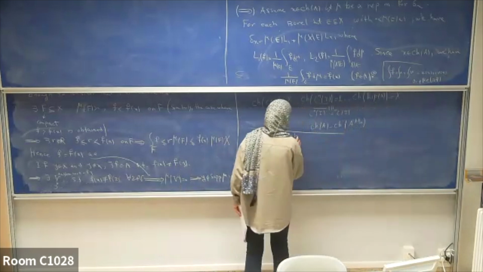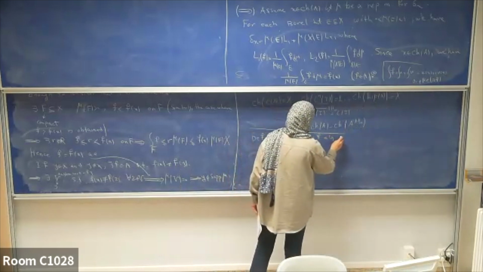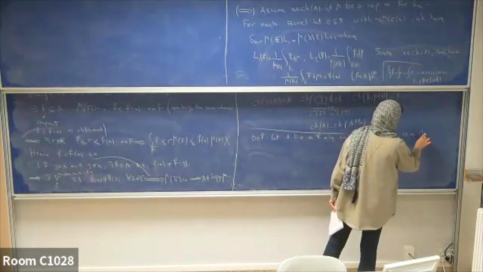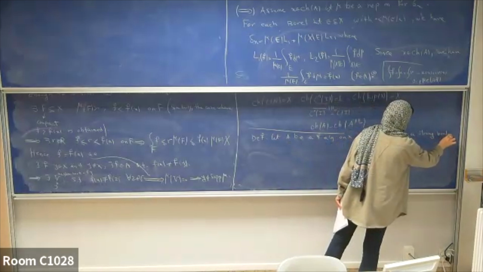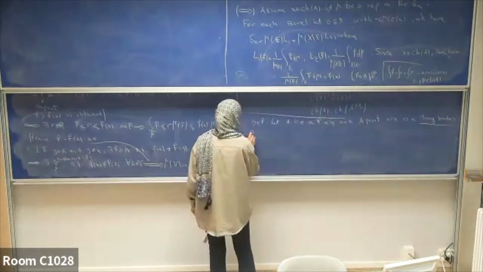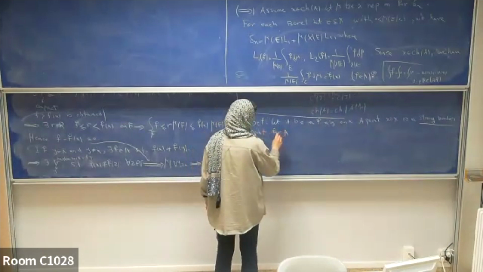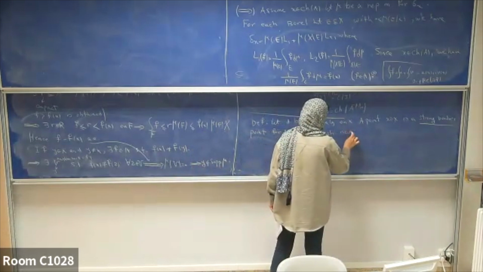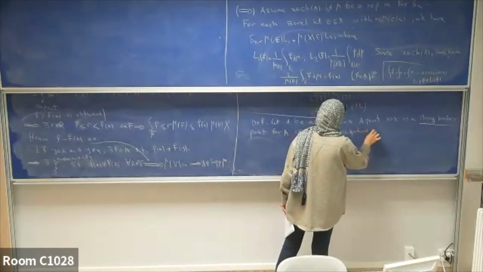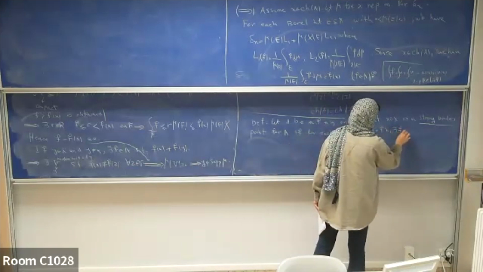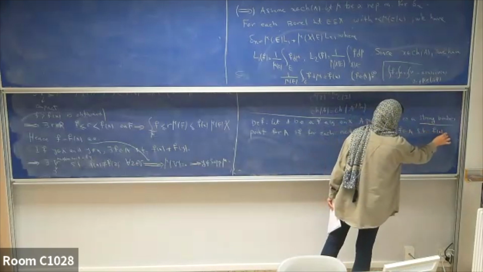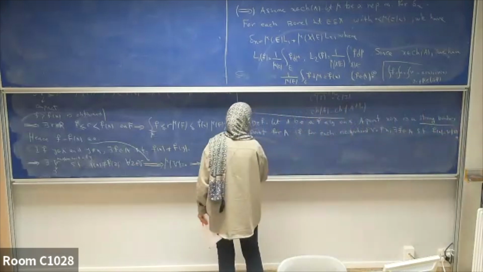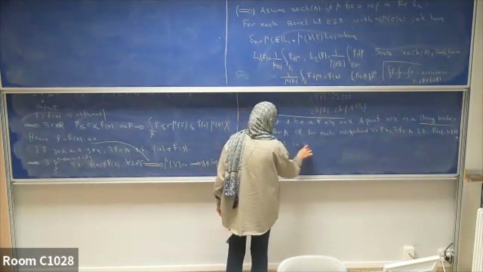Let A be a function algebra on X. A point x in X is a strong boundary point for A if for each neighborhood V of x, there exists f in A such that f of x is 1, equal to the supremum norm of f, and the absolute value of f is less than 1 on X minus V.